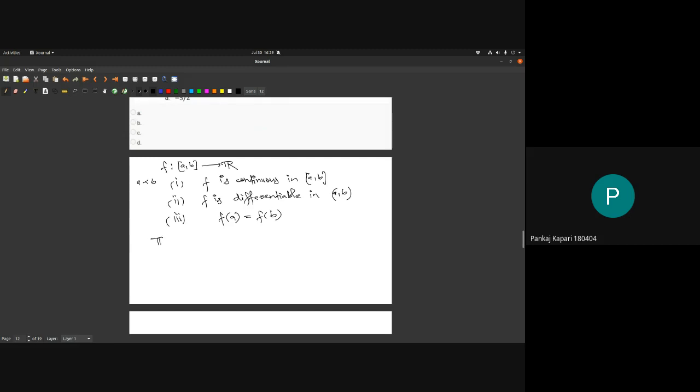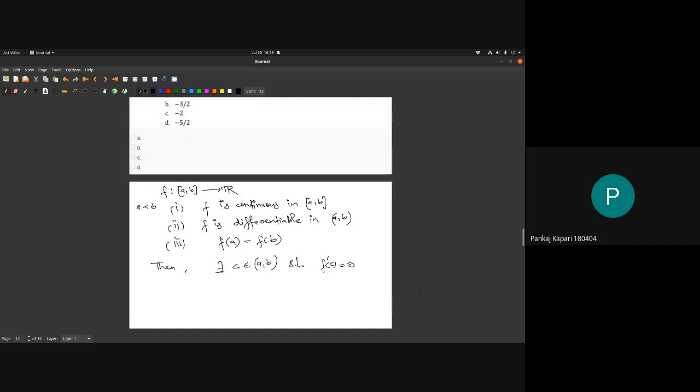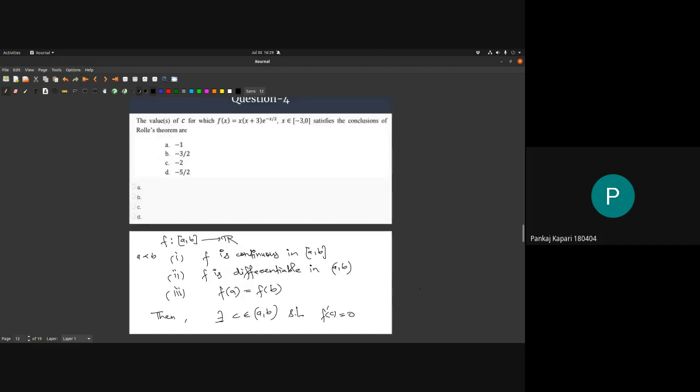Then Rolle's theorem says that there exists some point c in the open interval (a, b) such that the derivative of f at c vanishes, it becomes 0. In this problem, we have to find the value of c at which the given function satisfies Rolle's theorem.